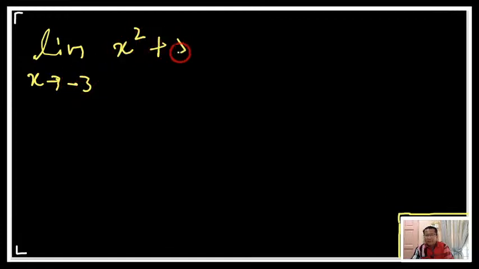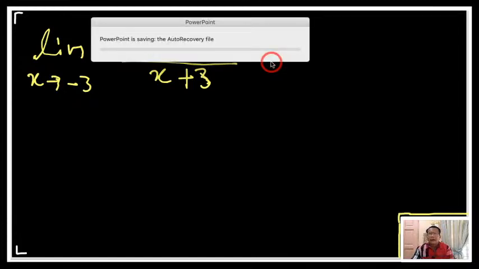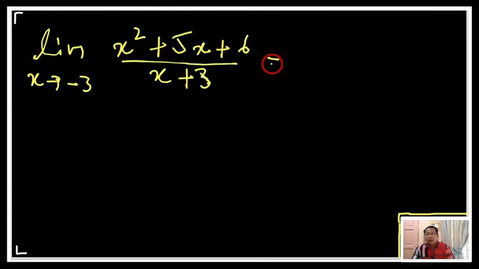Limit x approaches minus 3, x square plus 5x plus 6 over x plus 3. If you substitute minus 3 into x, you will get 0 over 0.